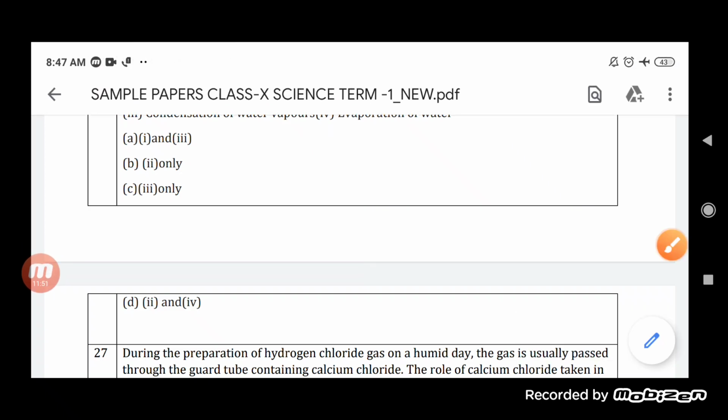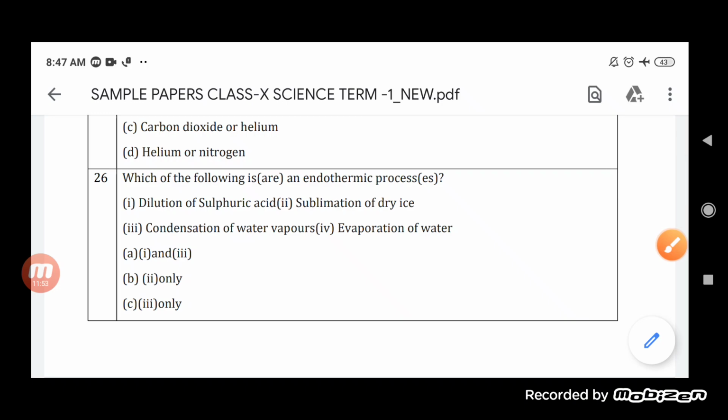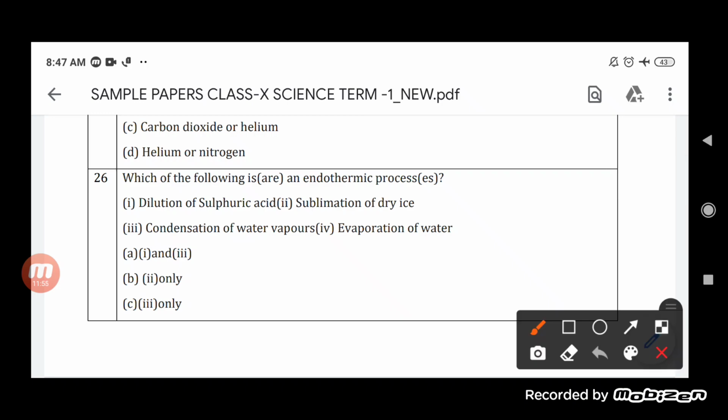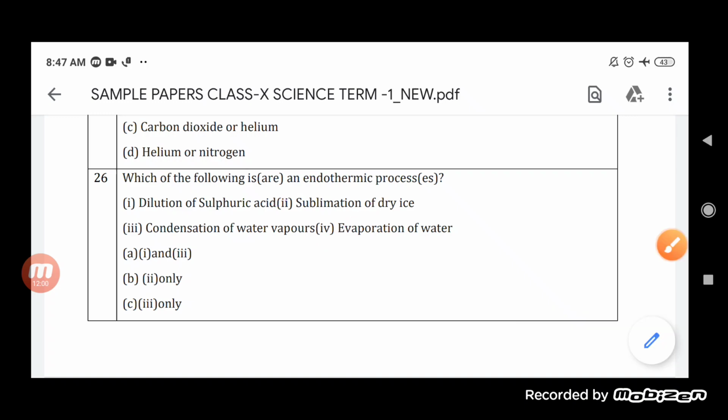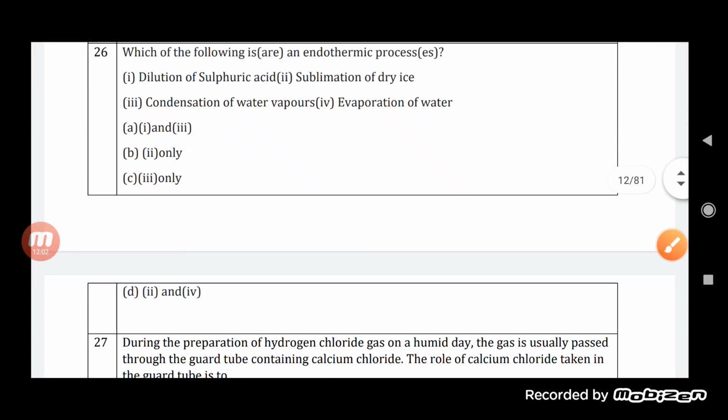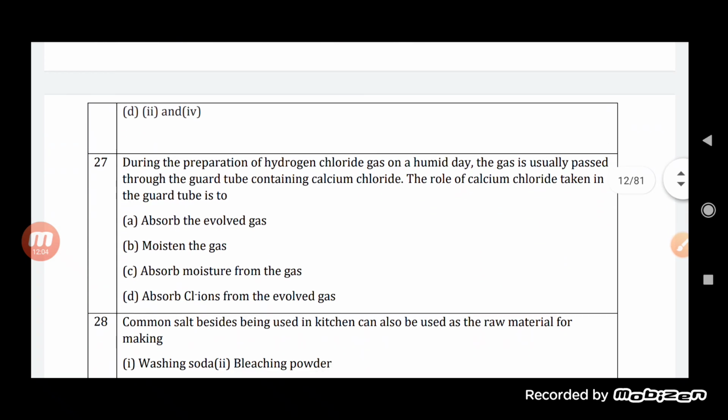So we can say here that out of these, the second one and the fourth one are the correct options. So this is the fourth option which is considered to be the correct one.